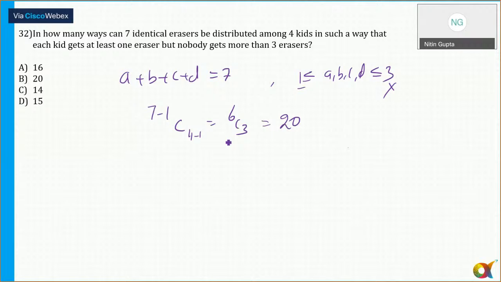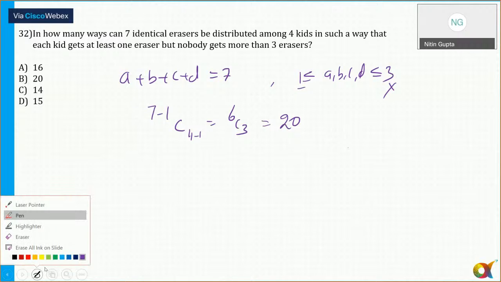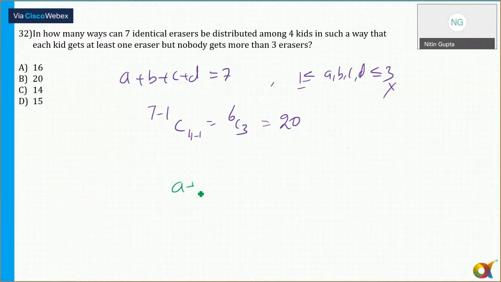But there is an upper limit that none of the values can be more than 3. So just count, is there any solution in which any value is more than 3? Let's see. A plus B plus C plus D is equal to 7. Minimum value of all of them is 1. So if A is 1, B is 1, C is 1, in that case D is equal to 4, which is not allowed. और ऐसे कितने केस होंगे?